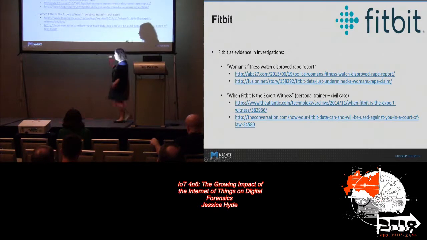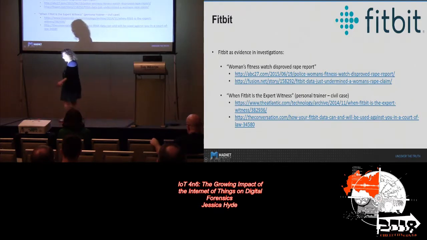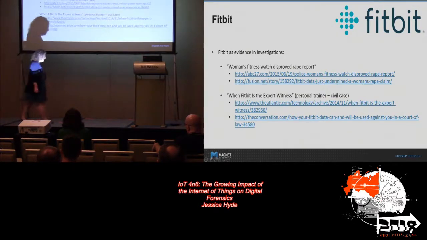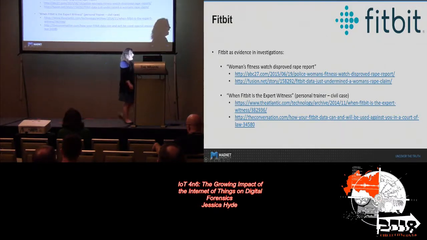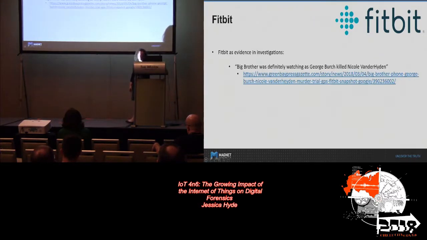There was also a civil case where a personal trainer had made a claim about the inability to continue working professionally due to a health issue, and that they needed workman's comp. The Fitbit was actually used against the physical fitness trainer to prove that they were more active than they claimed.